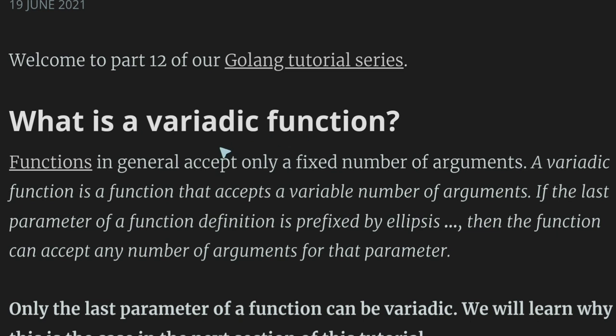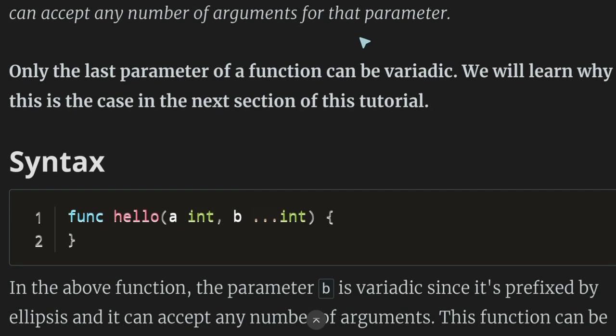What is a variadic function? Functions in general accept only a fixed number of arguments. A variadic function is a function that accepts a variable number of arguments. If the last parameter of a function definition is prefixed by ellipsis, ..., then the function can accept any number of arguments for that parameter. Only the last parameter of a function can be variadic. We will learn why this is the case in the next section of this tutorial.